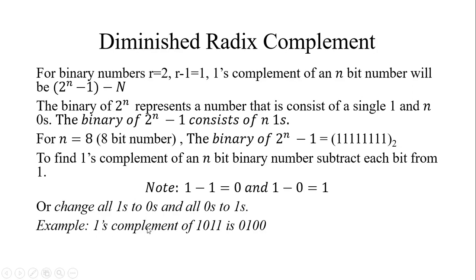Example, one's complement of 1011. This is a binary number, and the one's complement of this is this number. So 1 minus 1 is 0, 1 minus 1 is this 0, 1 minus 0 is 1, and 1 minus 1 is 0. So I'll replace these two ones by these two zeros, and this 0 by this 1, and this 1 by this 0. So this is the complement of this binary number, one's complement.